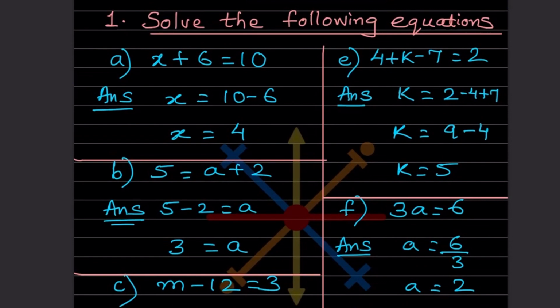Now look at this one. So this is k. K is on the left hand side itself. So 2 is here on the right hand side. Now when I take this one, this is plus 4, it will go minus 4. Minus 7 will become plus 7.